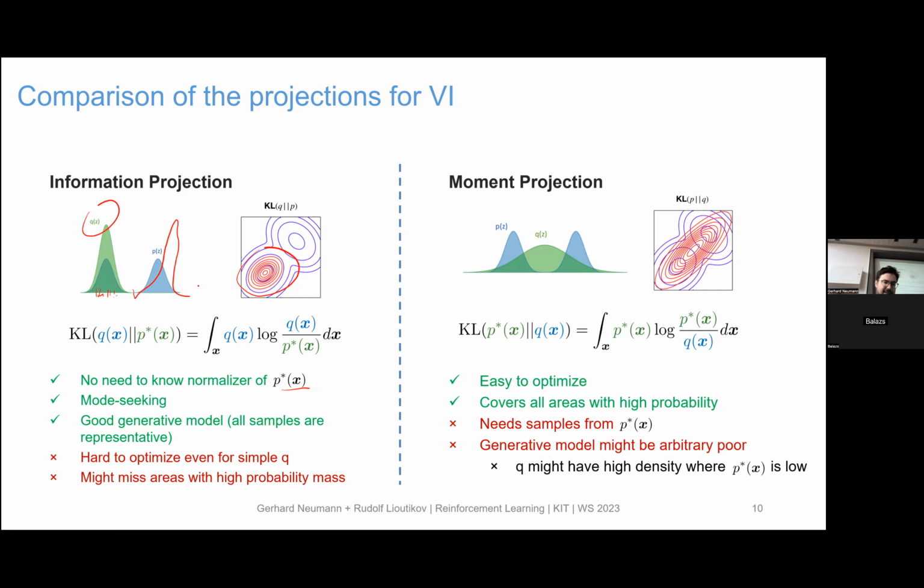And yeah, on the moment projection, it's much easier to optimize. For most distributions, very, very easy. It covers all areas of high probability, but it requires samples from P star. If we do maximum likelihood, then we have it. That's exactly the setup. If we do variational inference, we don't have samples, but we have P star. Have to remember that.